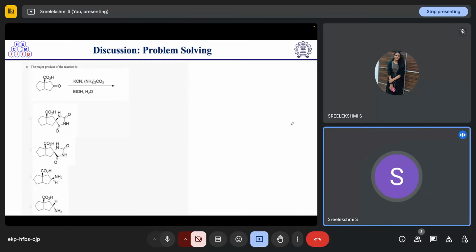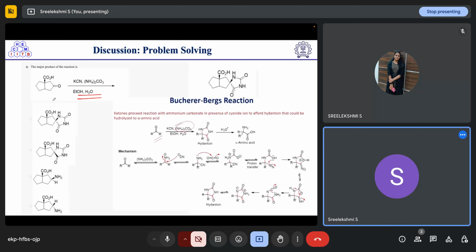Moving to the next question, the major product of the reaction. This compound is treated with potassium cyanide and ammonium carbonate in the presence of ethanol and water. Here the correct answer is option A, and this is the Bucherer-Bergs reaction. In this case, we are not doing the hydrolysis step to form the amino acid. We are stopping at the hydantoin stage.